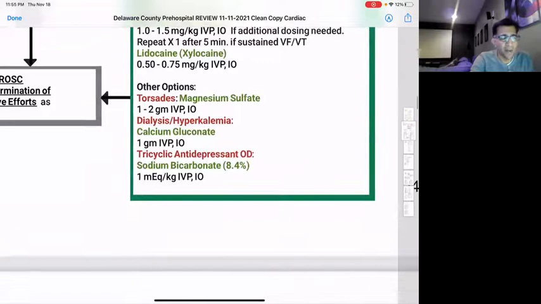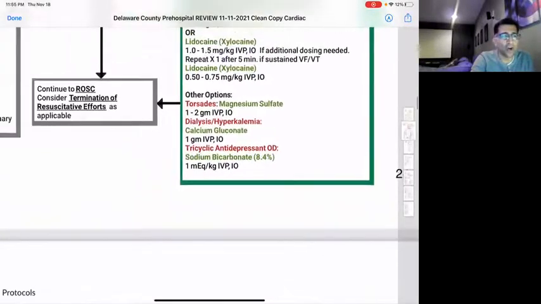Of course, for torsades, think about mag. For our dialysis patients, you have calcium gluconate. And for anyone with a tricyclic overdose, you have sodium bicarb. So that's our cardiac arrest patients.